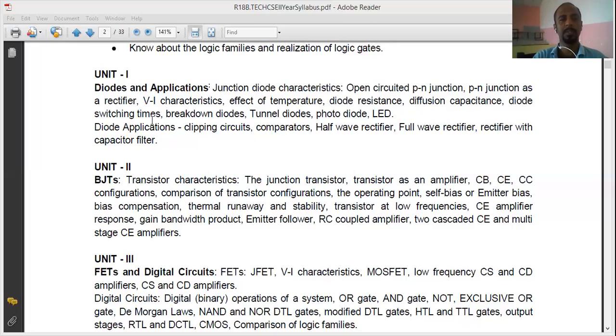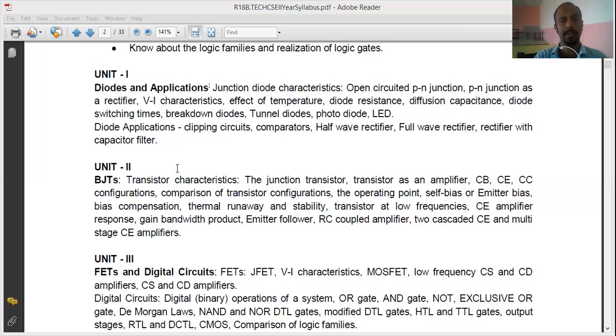So you can split this into two parts, part A and part B, where in part A you will be studying the junction diodes and a few other types of diodes such as breakdown diodes, tunnel diodes, photodiodes, and LEDs. Next, you will be studying the applications of the diode. Okay, so this is the first unit.